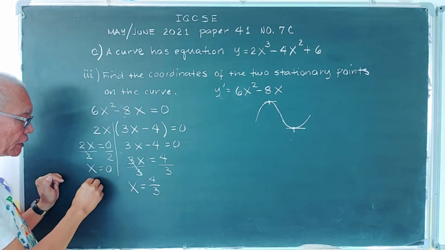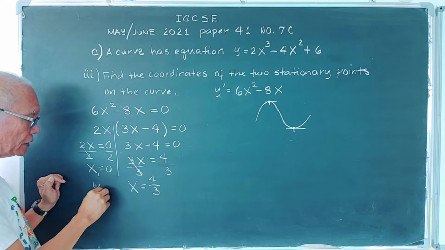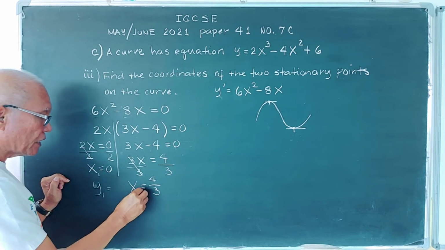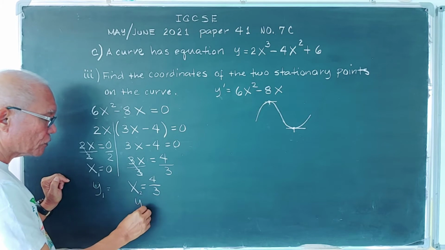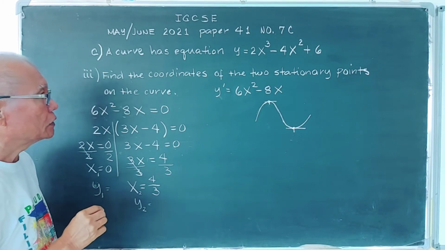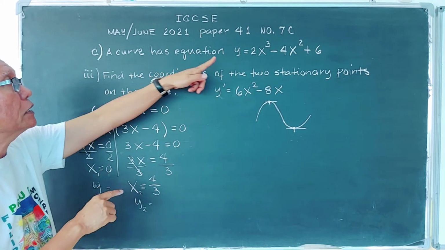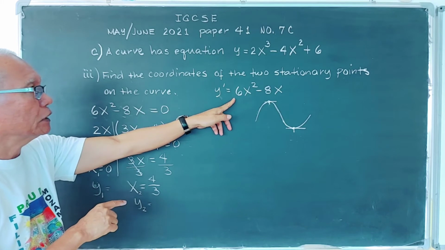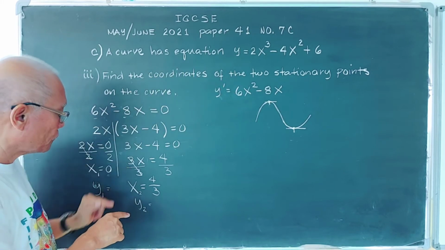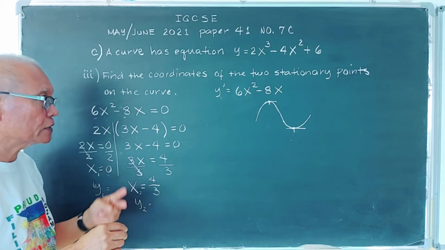Now, we don't have yet the y coordinate of this one. Let's say this one is x sub 1 and this one is y sub 1. This one is x sub 2 and we have to find also the y sub 2 here. Now, to find the y coordinate, we need to substitute each of them, 0, to the original equation, not in here, to the original equation to find y and also the second one. So we'll do it twice.